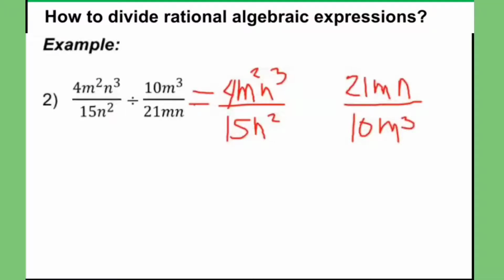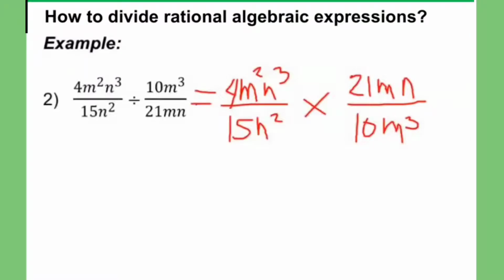Then, we change the division to multiplication operation. We now proceed to cancellation process. Let's start with the variable m. Kung bibilangin lahat natin, kung ilang factors ng m sa numerator, meron tayong tatlo. Yung m squared at saka yung m. At yung sa denominator natin, meron tayong tatlong factors din ng m. Kasi meron tayong m cubed. So, pwede nating i-cancel out yung m squared at saka yung m at yung m cubed.